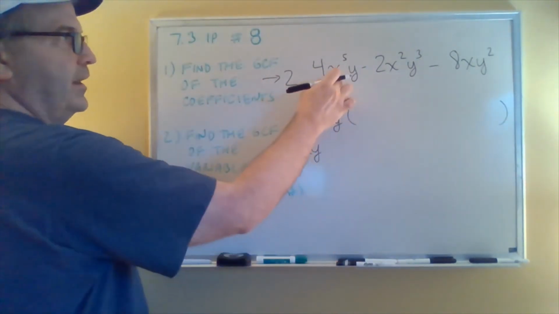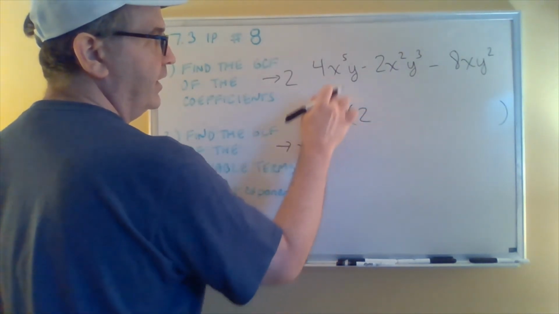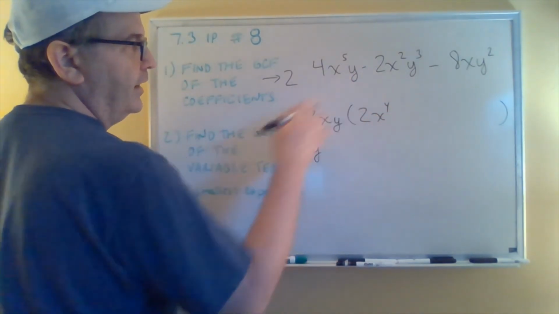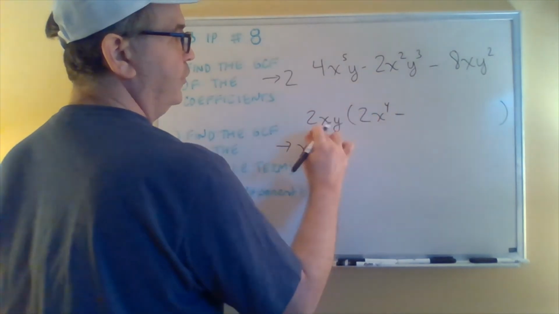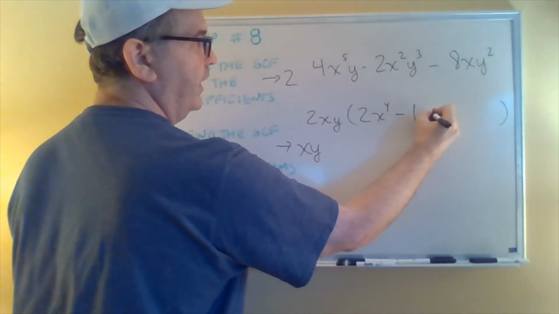We're going to divide that into each term. So 4 divided by 2 is 2. When I take an x out of x to the 5th, I'm left with x to the 4th. Y out of y, they just cancel each other out. So on to the next term. 2 divided by 2 is 1. When I take an x out of x squared, I'm left with x.